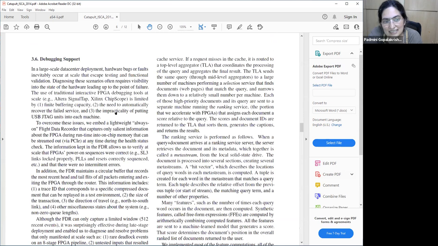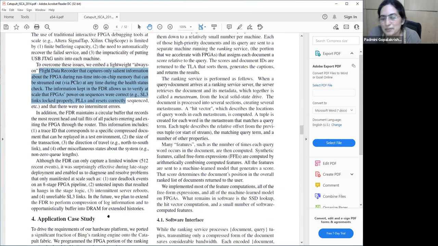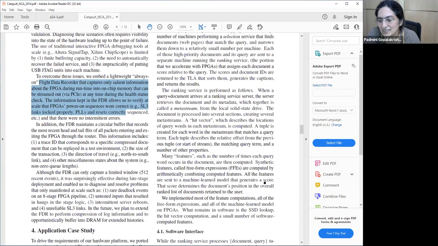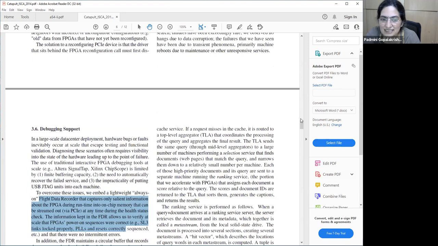And then you can actually go in and maintain if you need to. Another interesting thing is what they call a flight data recorder, which keeps track of some data for the FPGA and keeps this in memory. They do it for a very limited time window, but it allows them to diagnose and resolve some of these odd problems. It gives you an additional layer of debug.